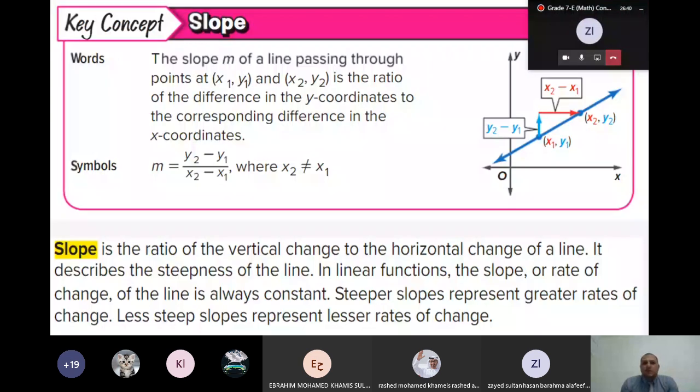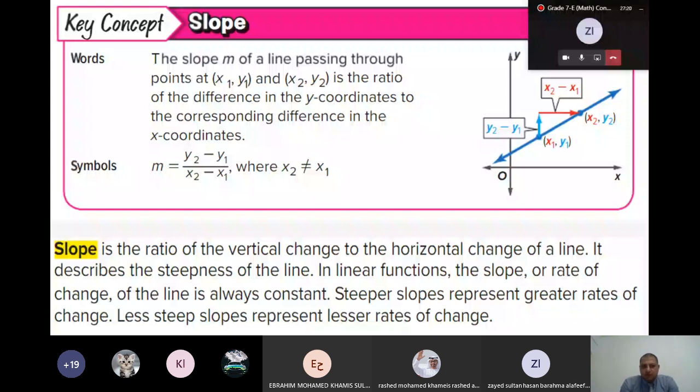And the key concept of the slope. The slope m of a line passing through any 2 points, like x1, y1, and x2, y2, is the ratio of the difference in the y coordinates to the corresponding difference in the x coordinates. So the slope m is y2 minus y1 over x2 minus x1. And we have learned that the denominator shouldn't be 0. That's why x2 cannot be equal to x1.